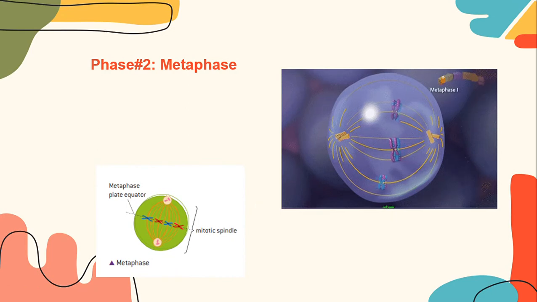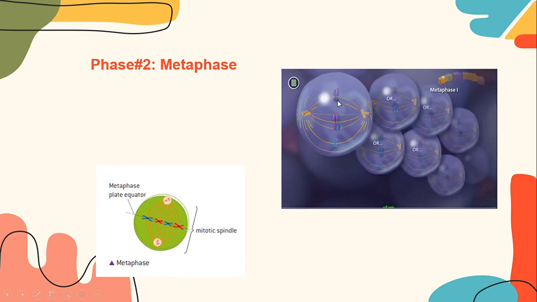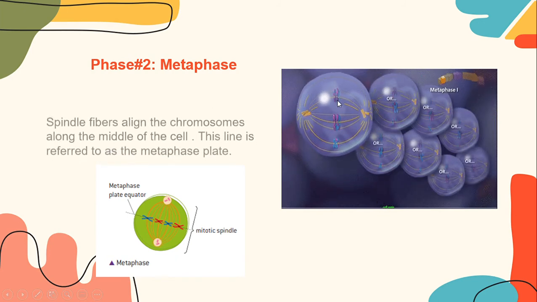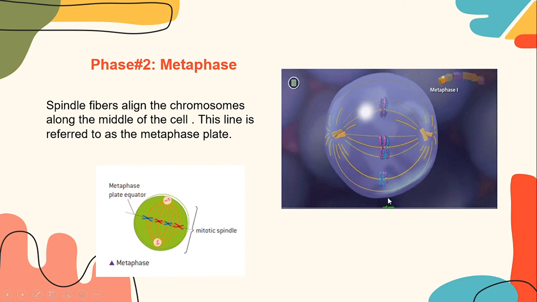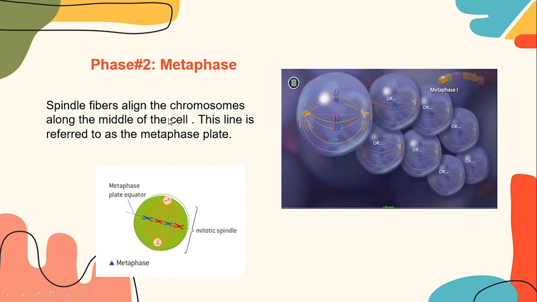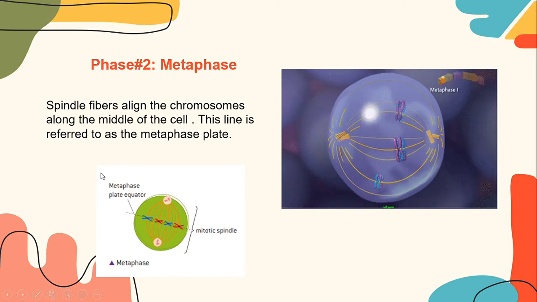During phase 2, which is known as metaphase, as you can see from the animated picture, the chromosomes will be aligned in the middle of the cell. They are forming a line in the middle of the cell. So the chromosomes will be aligned in the middle of the cell. And how is that happening? How will the chromosomes be aligned? With the help of the microtubule fibers.